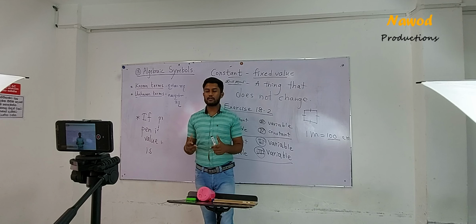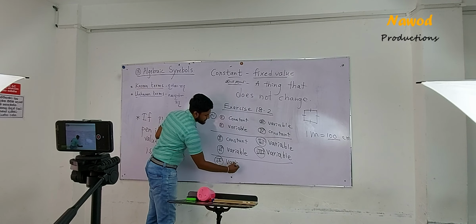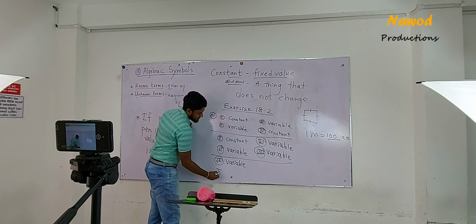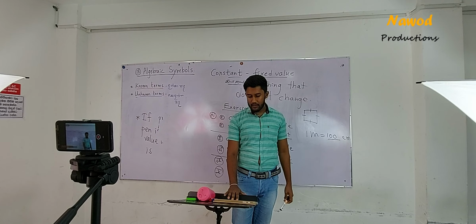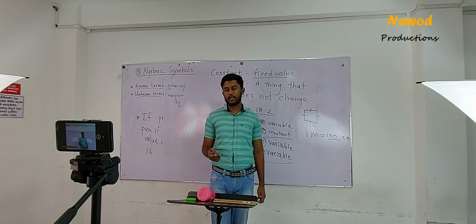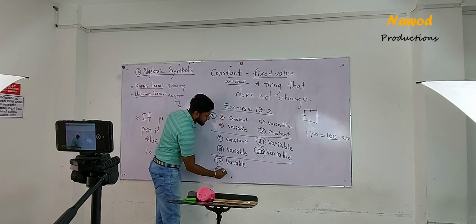It's changing. So it's a variable. Tenth one. The price of 1 pound of gold in rupees. It changes, dear students. So it's a variable.